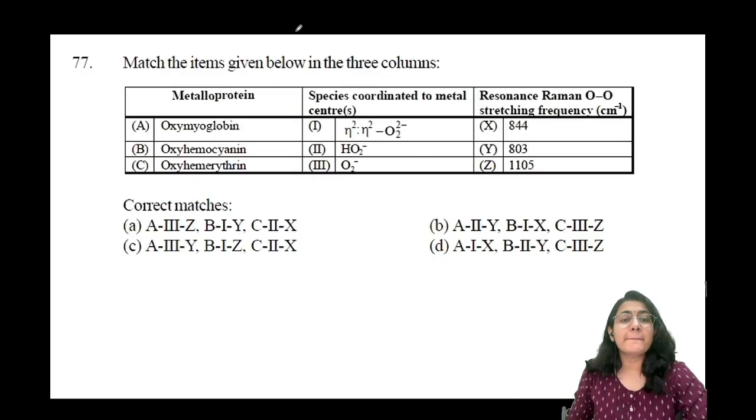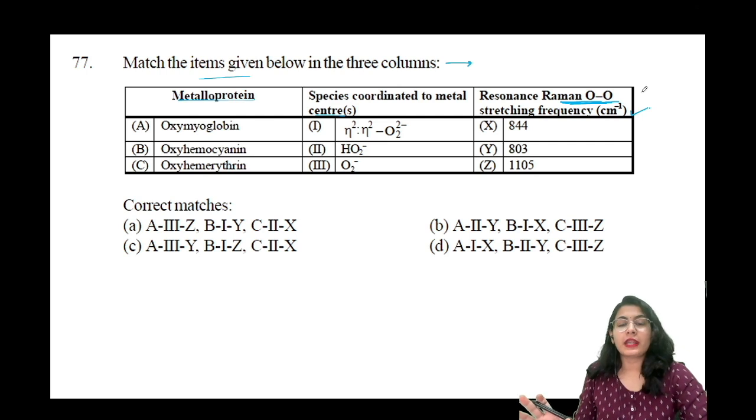Next question. Match the items given below in these 3 columns. So first you have to see metalloprotein. We have oxymyoglobin, oxyhemocyanin, oxyhemerythrin. Then species coordinated to metal centers, the way with which they are connected, coordinated like this. Resonance Raman oxygen O-O stretching frequency, centimeter inverse. This is the one thing that I've told you for hemoglobin. So you kind of have an idea about this, right? So what are the correct matches?